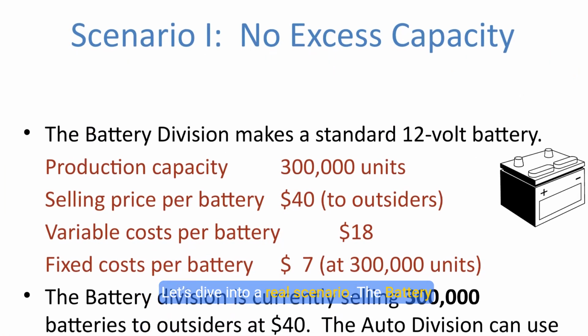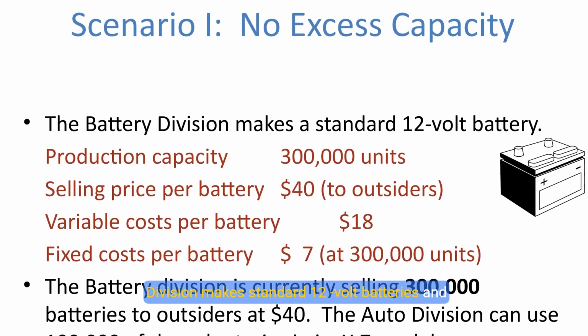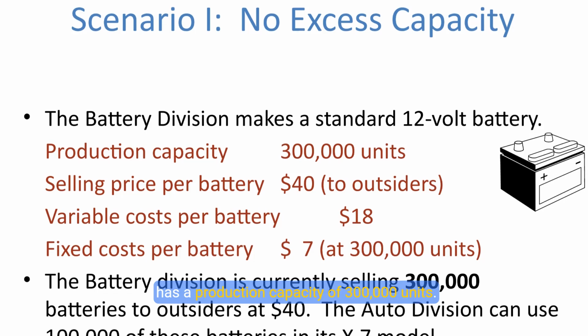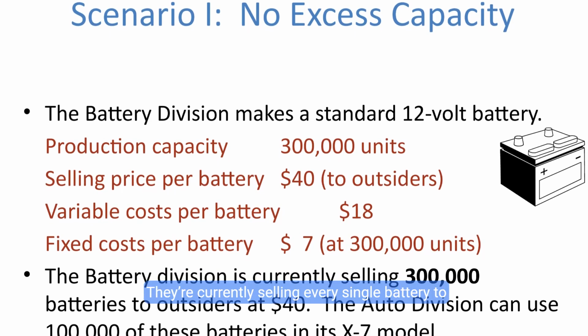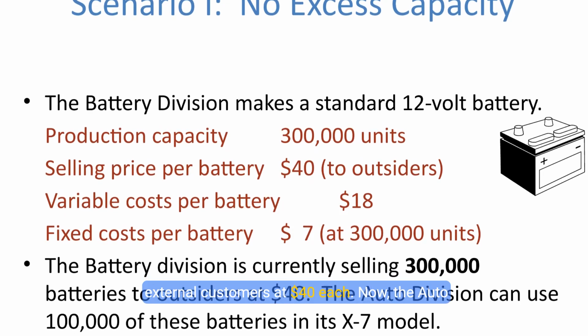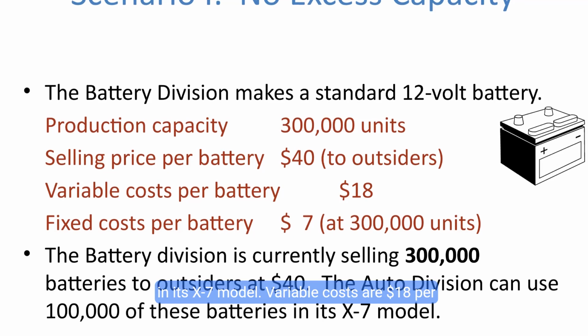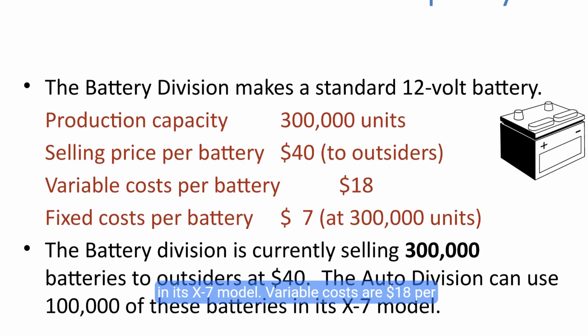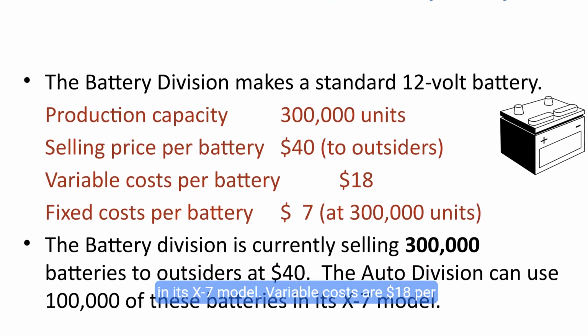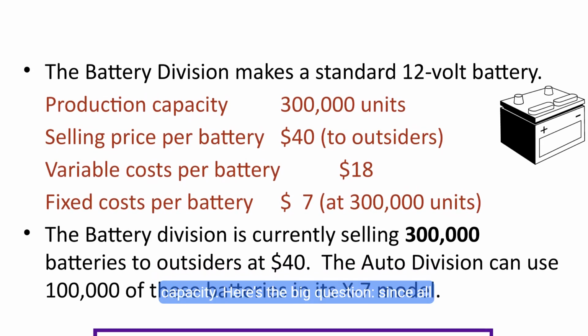Let's dive into a real scenario. The battery division makes standard 12-volt batteries, and has a production capacity of 300,000 units. They're currently selling every single battery to external customers at $40 each. Now, the auto division wants to use 100,000 of these batteries in its X7 model. Variable costs are $18 per battery, with fixed costs of $7 per unit at full capacity.